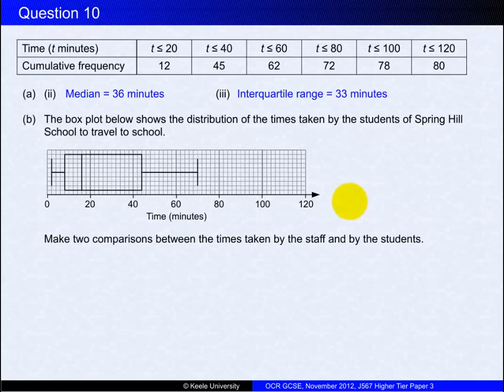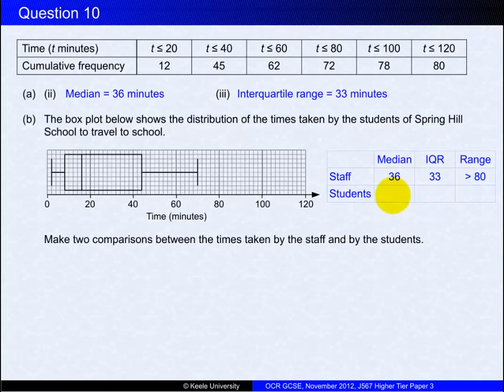We've not been given a grid to draw the box plot for the staff, so let's just make a table of values. For the staff, we had a median of 36, an interquartile range of 33, and a range, well, we know there were staff who took longer than 100 minutes, and we know there were staff who took less than or equal to 20 minutes. So the range is greater than 80, although we don't know its actual value.